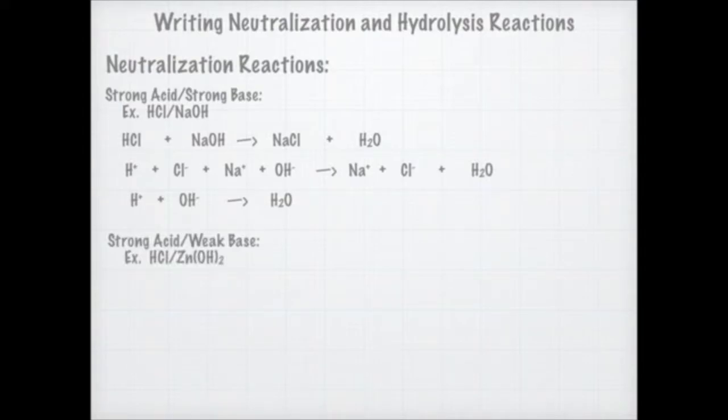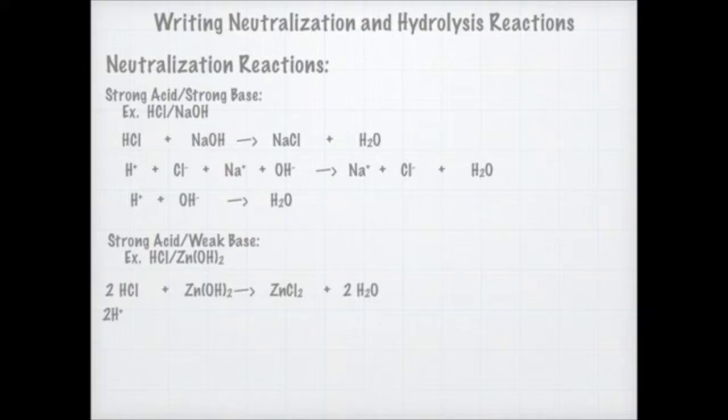Let's look at a strong acid and a weak base. I've got hydrochloric acid and zinc hydroxide. Hydrochloric acid reacts with zinc hydroxide and produces zinc chloride and water. Now it's my job to determine what's soluble and therefore should be broken up into ions. Hydrochloric acid is a strong acid, so I'll break it up into its ions. But first, I need to balance. I'm going to put a 2 in front of hydrochloric acid and a 2 in front of water. Now I'm balanced, and I can write the full ionic equation.